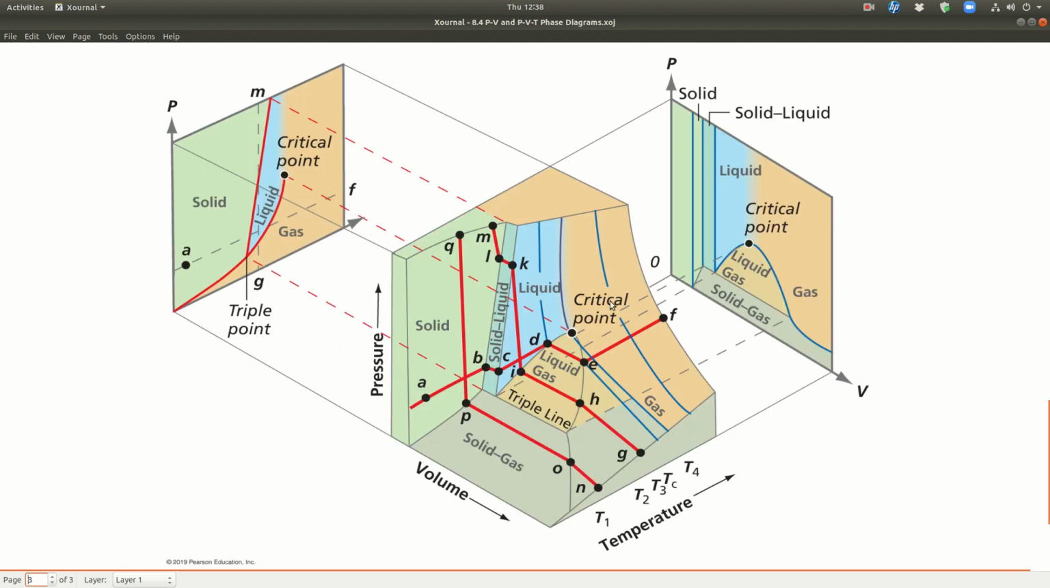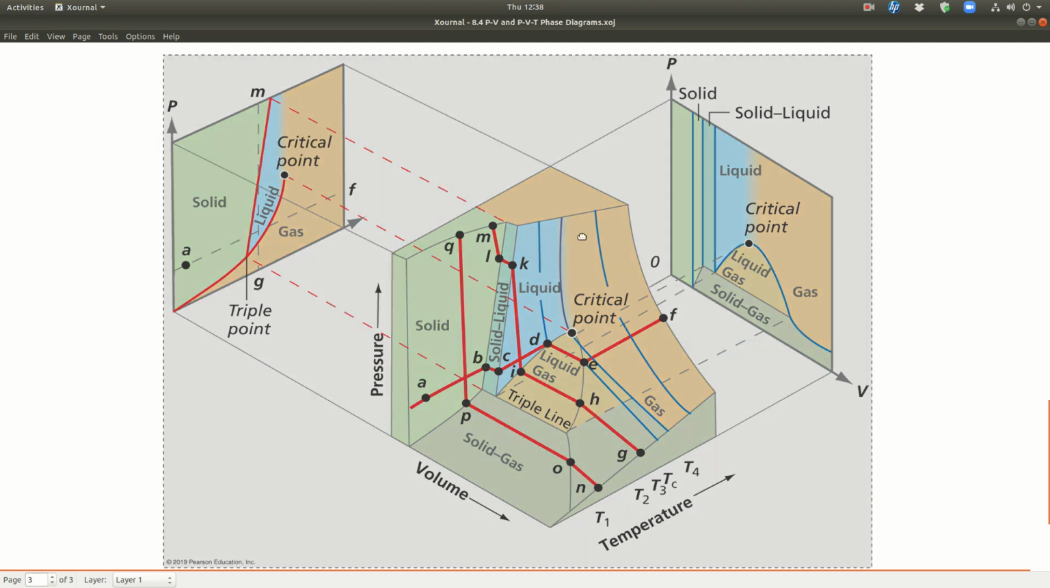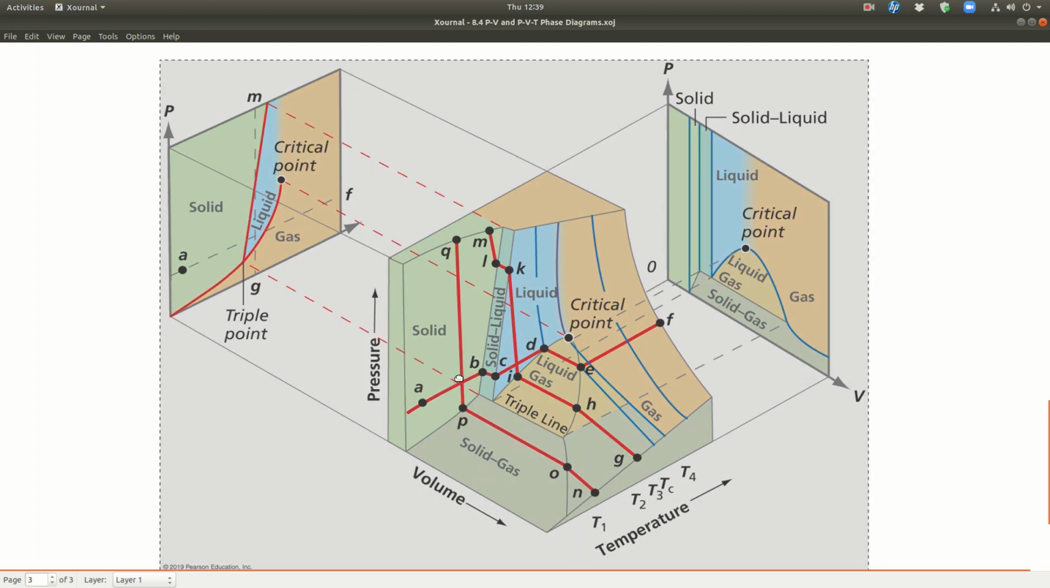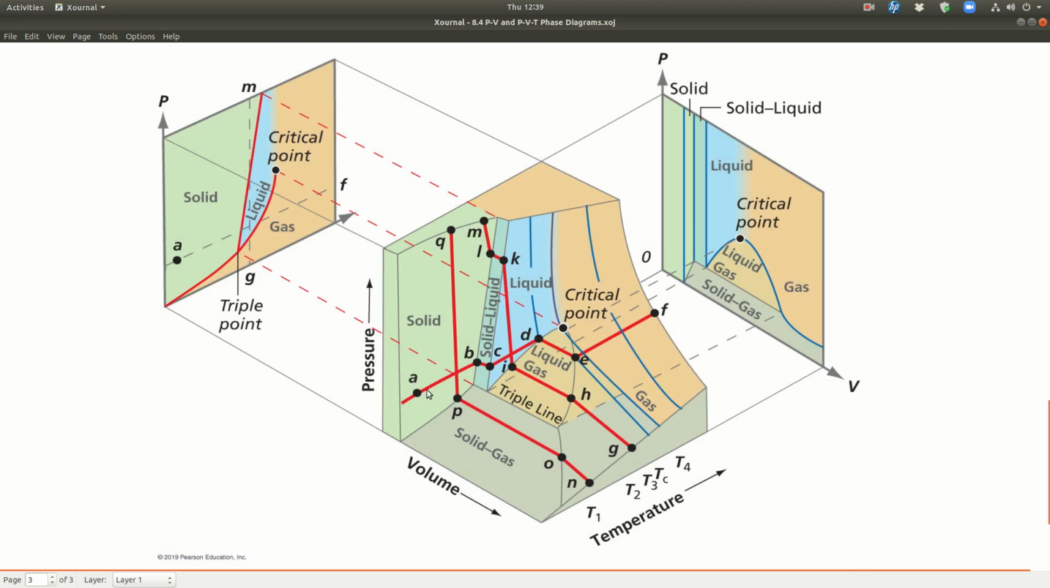This is a pressure volume temperature phase diagram for a substance where the molar volume of the liquid is greater than the molar volume of the solid. And so we can see what happens if we follow, there's kind of a lot going on here, but if we follow the path from A to B to C to D to E to F, this is above the triple point, above the triple line. So we start out with a solid at temperature, say T1, and we increase the temperature at constant pressure until we get to the melting point.